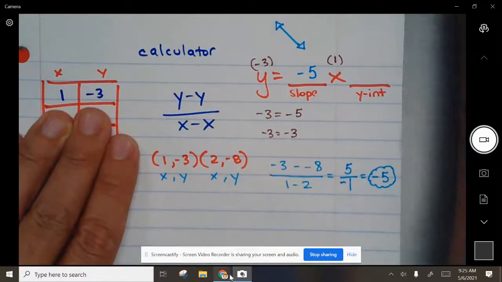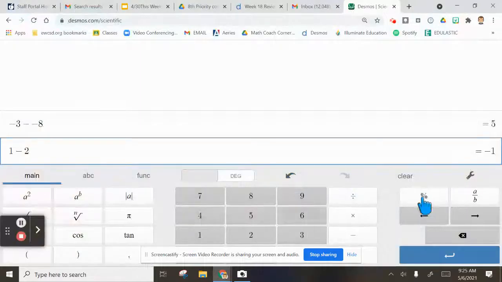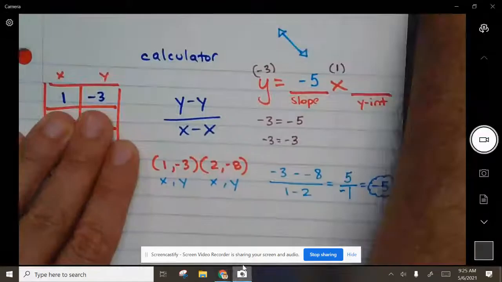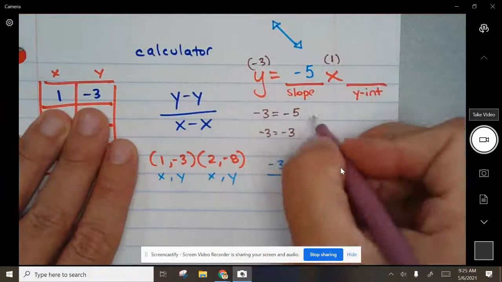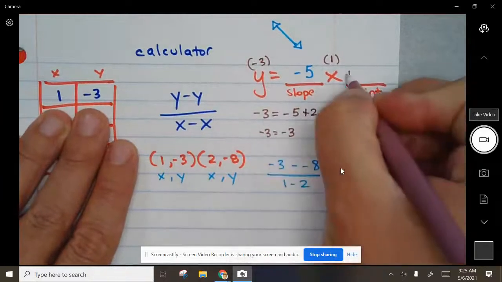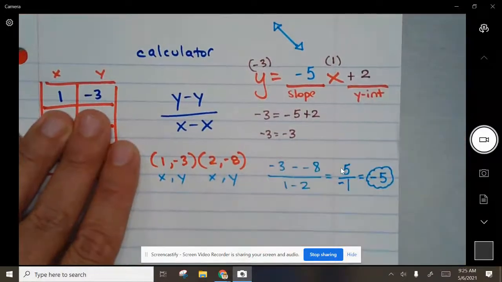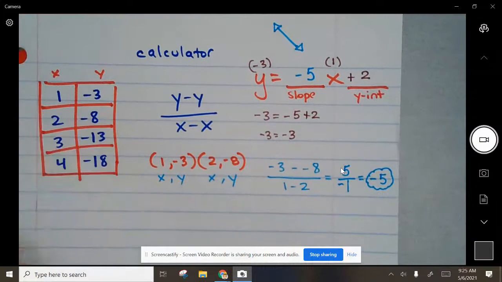It's kind of confusing, but I'm going to show you my calculator. If I clear all this out and put negative 5 minus 2, I get negative 7. But if I say plus 2, what do I get? Negative 3. So negative 5 plus 2 is negative 3. Kind of confusing. That was a tough one.